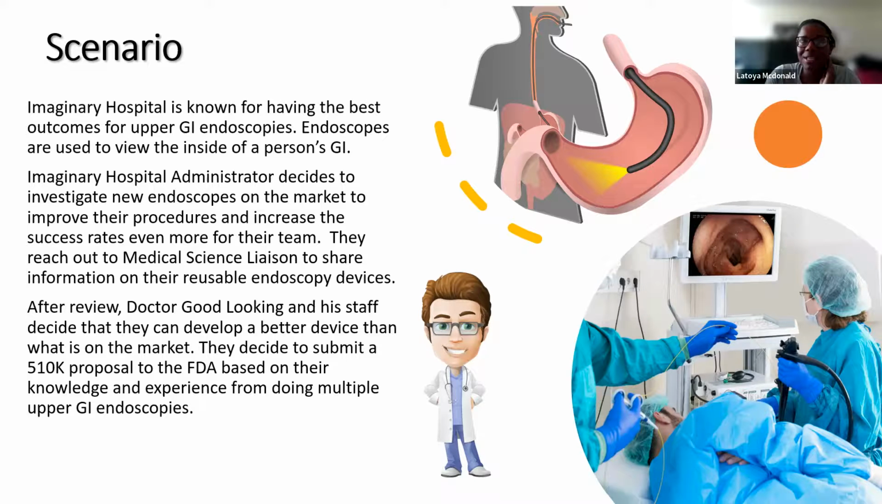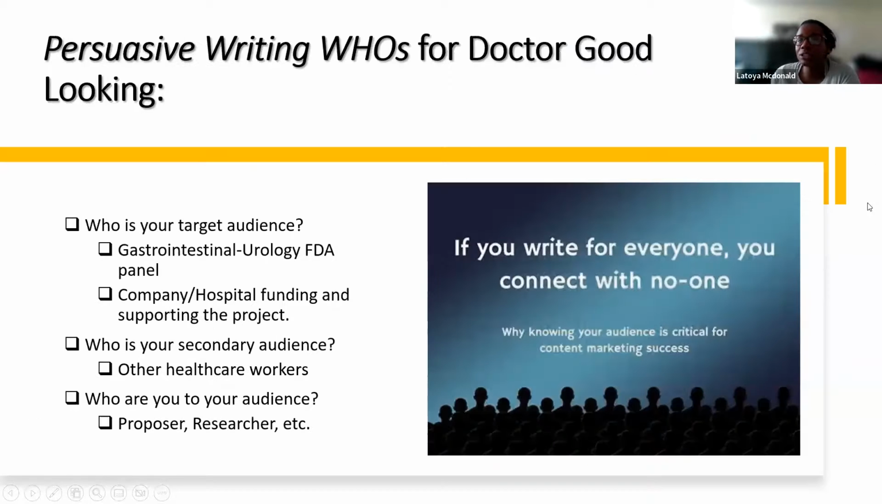They reach out to a medical science liaison to share information on their reusable endoscopy devices. After review, Dr. Goodlooking and his staff decide that they can develop a better device than what is on the market. So they decide to submit a 510K proposal to the FDA based on their knowledge and experience. We're just going to walk through those whos and hows for the 510K with Dr. Goodlooking and his staff. So who is your target audience?